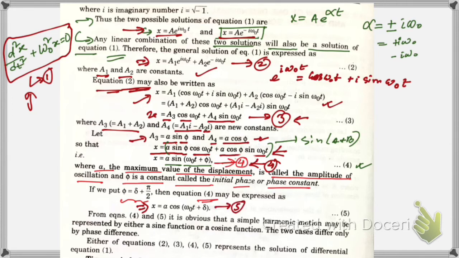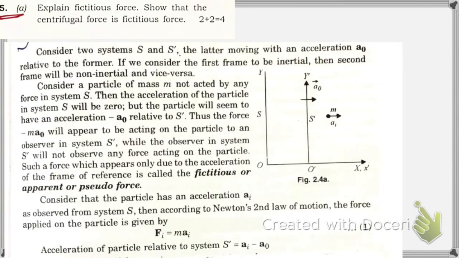Now here you see, any of these equations 2, 3, 4, 5, all represent the solution of equation number 1. So hope you have understood this topic. Now let's move on to the next question. Here's the next question, question number 5. Explain the fictitious force and show that the centrifugal force is a fictitious force.